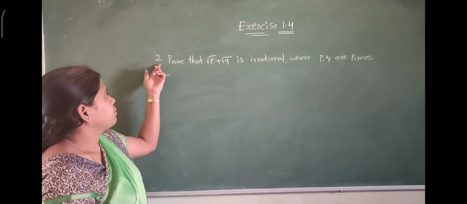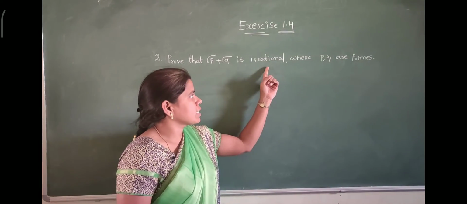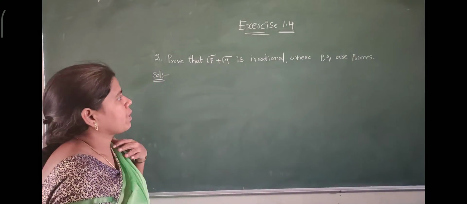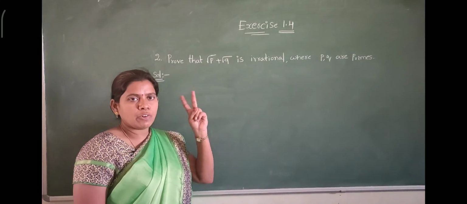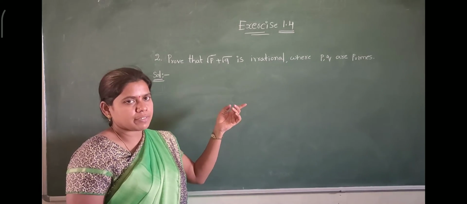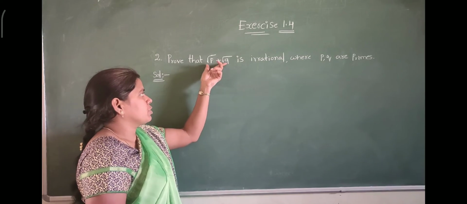So this is the second problem in exercise 1.4. Prove that root p plus root q is irrational, where p, q are primes. Already you know what a prime number is: a number which has only two factors, one and itself, is called a prime number. Here we have to prove root p plus root q is irrational.